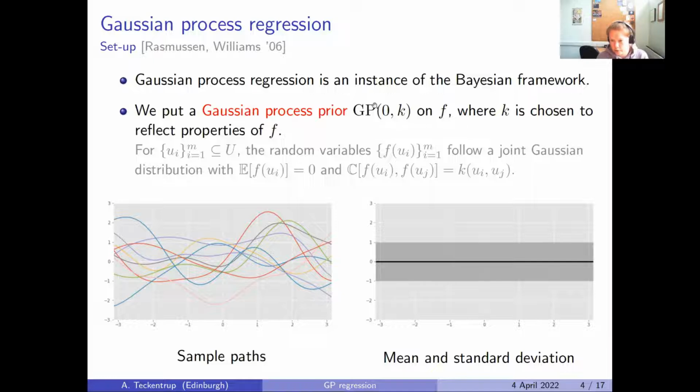A Gaussian process, like a Gaussian random variable, is specified by its mean and covariance. In this case, we have a mean function, which for simplicity I've chosen to be 0. You can also do everything with non-zero mean. And then you have a covariance kernel, which I denote by k.